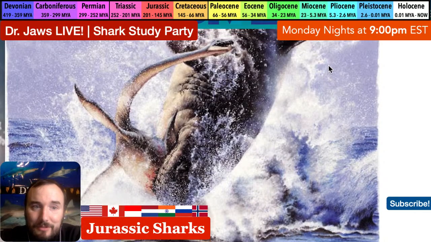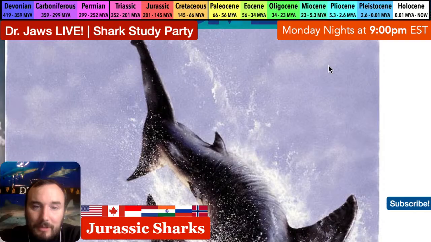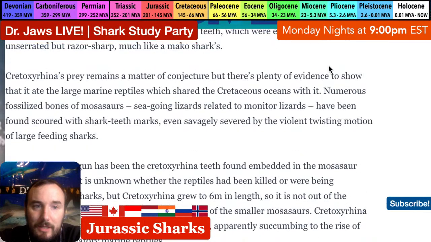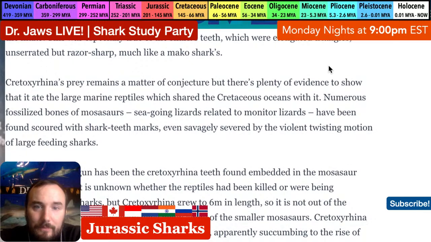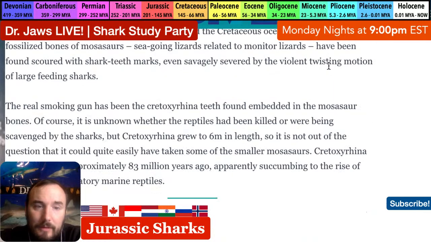So it's amazing that these sharks actually did go after mosasaurs. So it's not just necessarily mosasaurus; it could be like a smaller kind of mosasaur, but really wild to see. Let's see.